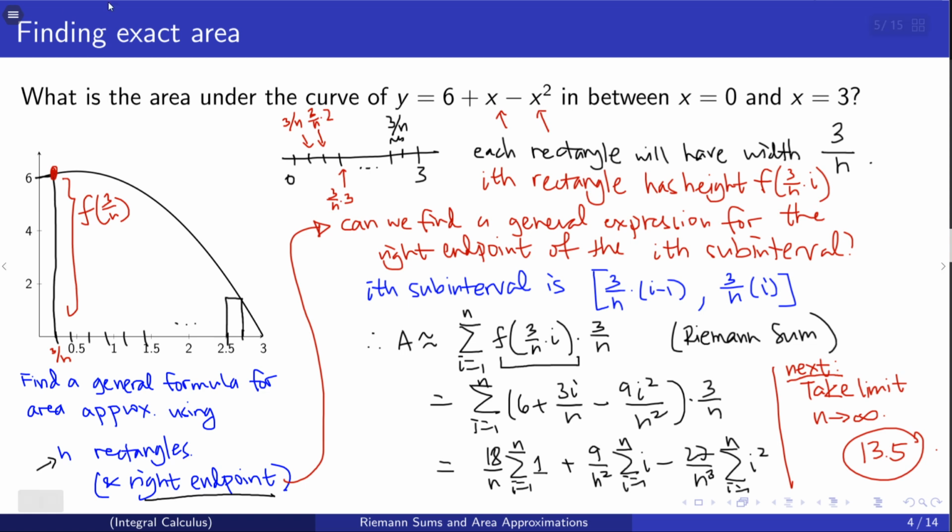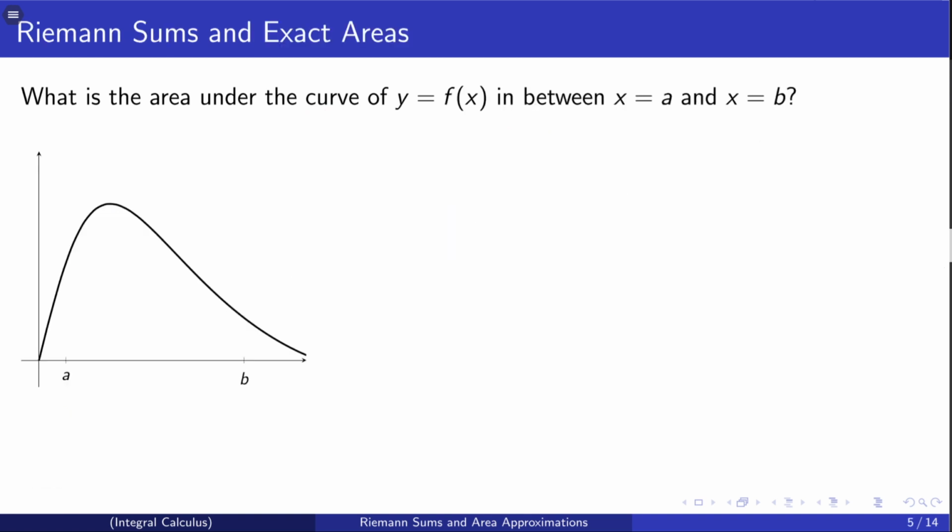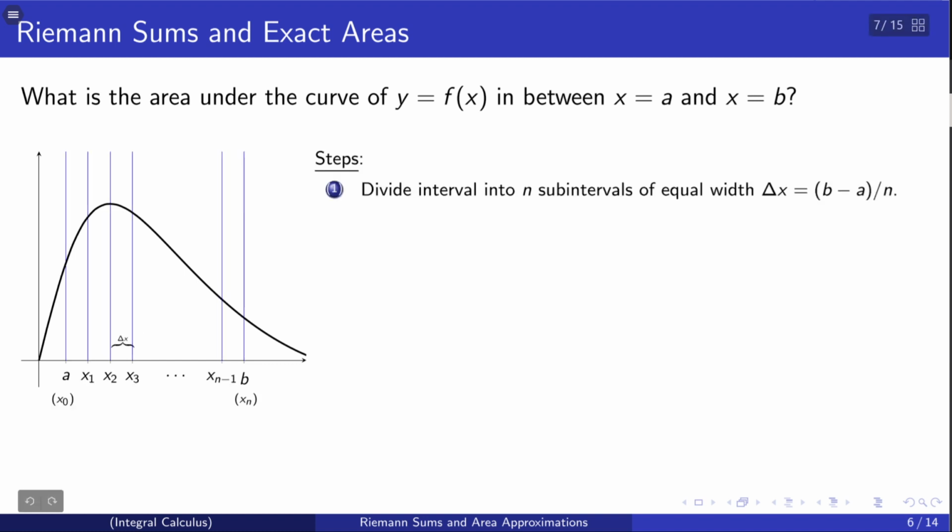And, well, in general, what this looks like is we can do this for any curve, really. That's nice. By simply doing that same division into subintervals and picking rectangle heights for each subinterval. So instead of 0 and 3, if you have a and b, well, the steps are really the same. First, you take b minus a divided by n, so b minus a is the length of the whole interval, and you divide by n to get the width of each one.